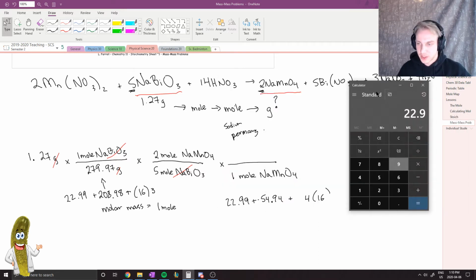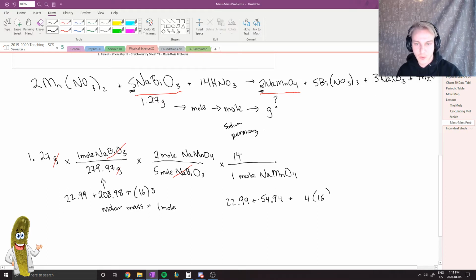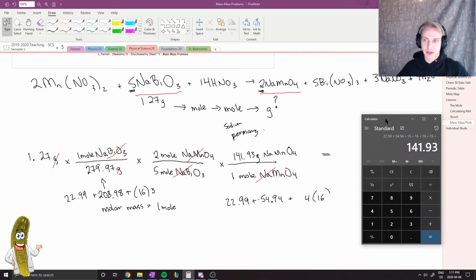So I'm going to add all those numbers together: 22.99 plus 54.94, and I'm going to add 16 four times. And you can find that the molar mass is 141.93 grams of NaMnO4. So what we've done is gotten rid of moles, and now all we're left with is the grams of NaMnO4. The last step is to multiply and divide all of these numbers out.